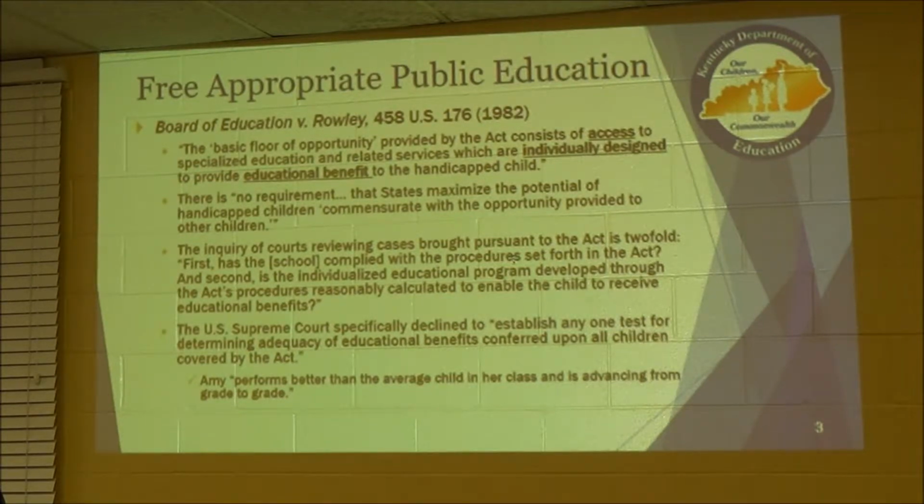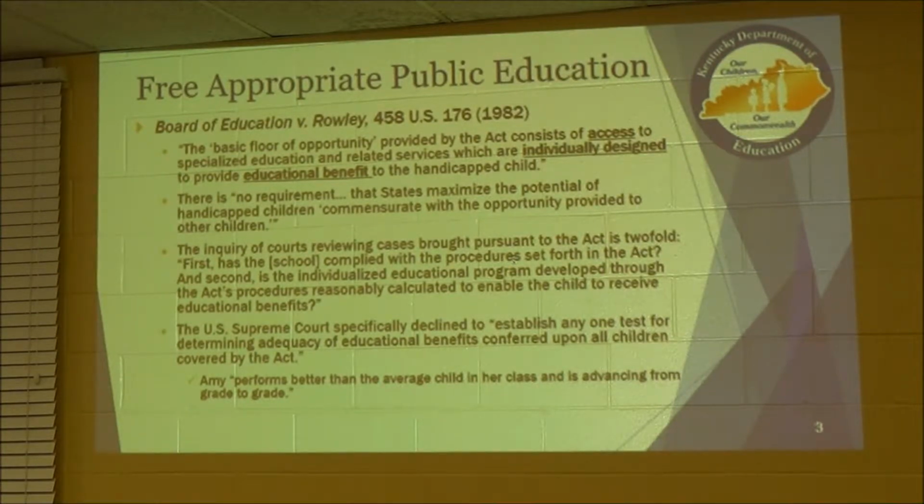Amy, again, was doing very well. She was above average in her class, and she was advancing grade to grade. There was no question about that, but it was clear that she understood less in the class than what she could have understood had she not had this hearing impairment. She wasn't absorbing 100% of the information that was being presented to her. So there was this dispute between the parents and the school district. The parents wanted an ASL interpreter. The school district said, no, all we're providing is an FM transmitter for Amy, and this matter went up through the courts and made its way all the way to the Supreme Court.